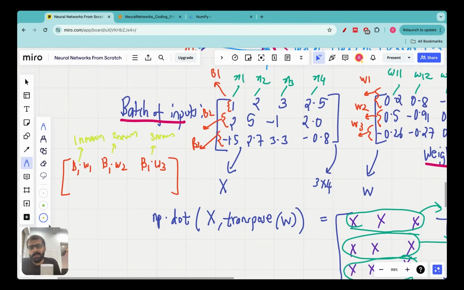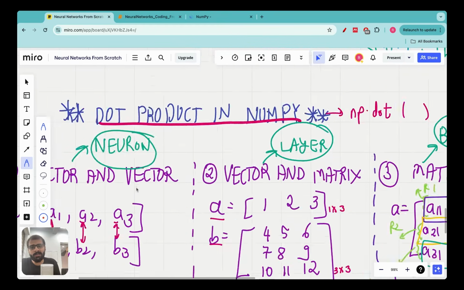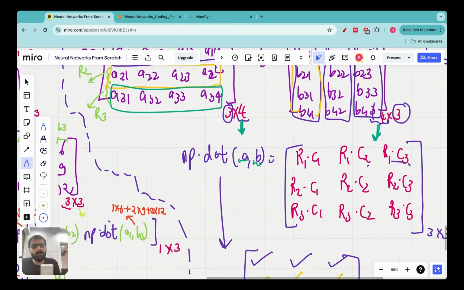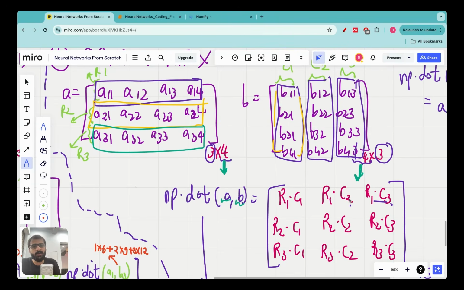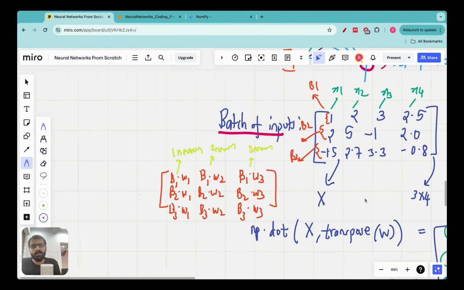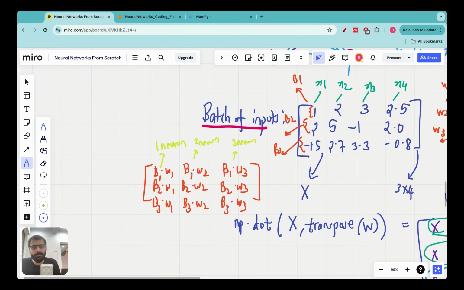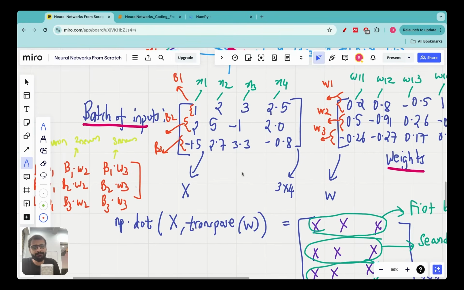And as I look at the second batch, I want to take the dot product of B2, which is the second row, with W1, B2 with W2, B2 with W3. And for the third batch, which is the third row, I want to take the dot product of B3 with W1, B3 with W2, and B3 with W3. This is my final answer, which I want. And if you look at it closely, it looks exactly like matrix multiplication, right? Look at what we saw in matrix multiplication, R1.C1, R1.C2, R1.C3. What we have written here looks exactly similar: B1.W1, B1.W2, B1.W3.